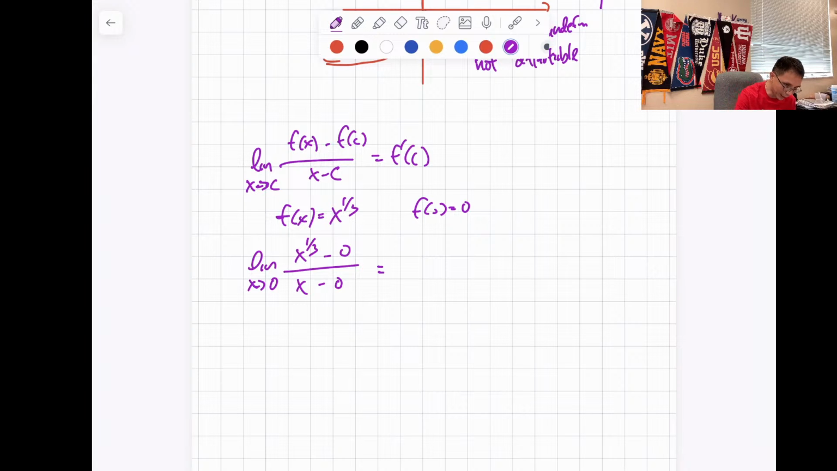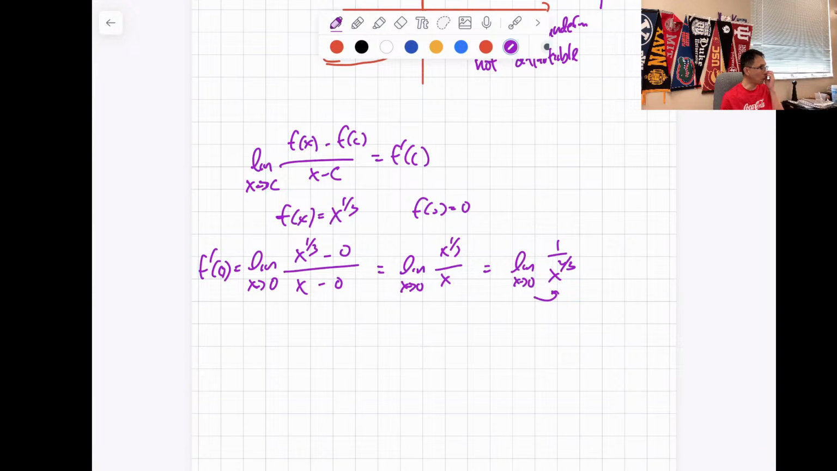Now can I rewrite that as f prime of 0 here? Yeah, so that's equal to the limit as x approaches 0 of x to the 1/3 over x. Now that's going to be the limit as x approaches 0 of 1 over x to the 2/3. Is that okay? I just simplified. Now, imagine if the bottom part is going to 0, x to the 2/3 going to 0, what will happen to the slope? If the bottom part goes to 0, what will happen to the slope?